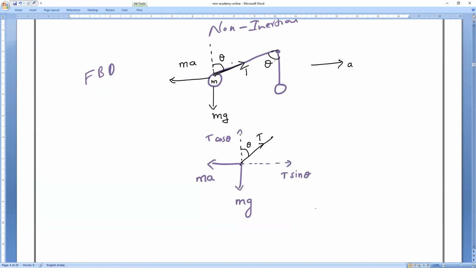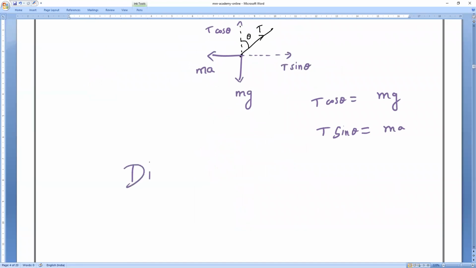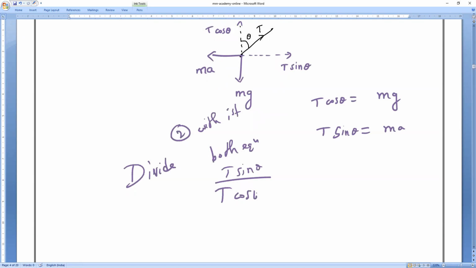Now, from the equations, T cos theta equals mg, and T sin theta equals ma. Divide the second equation by the first equation. So T sin theta divided by T cos theta equals ma divided by mg. T will get cancelled. Sin by cos equals tan theta, so tan theta equals a by g.